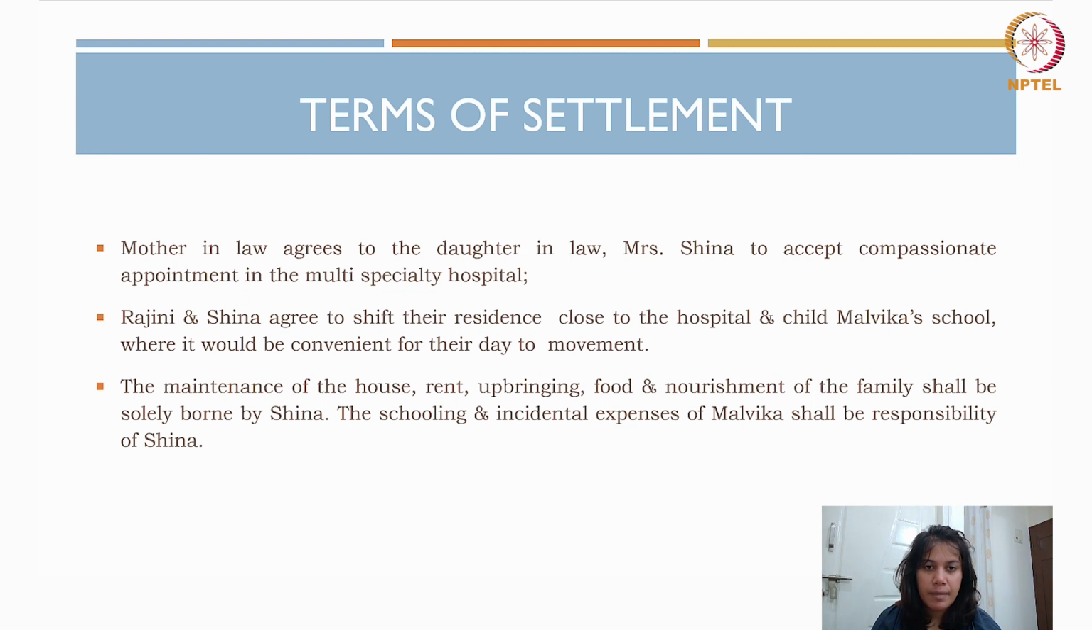Next point. Rajni and Shaina agree to shift their residence close to the hospital and child Malvika's school, comma, where it would be convenient for their day-to-day movement. Full stop.